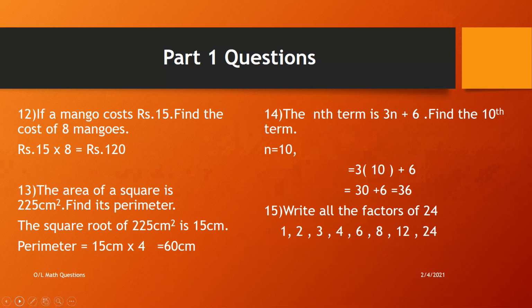Next question, write all the factors of 24. We know now if you get a number where you can divide exactly, we call it a factor. So what are the factors of 24? Yes, 1 is a factor. 2, yes, you can divide 24 exactly by 2. 3, 4, 6, 8, 12, and 24. So these are the factors of 24.